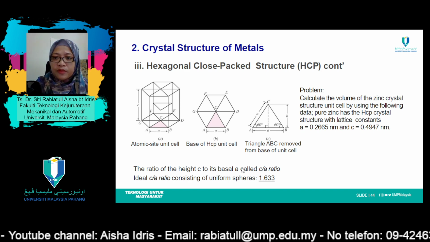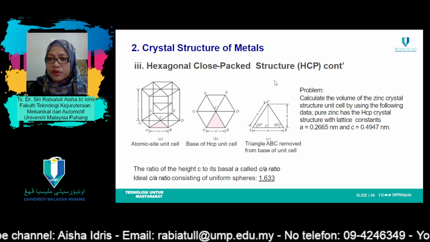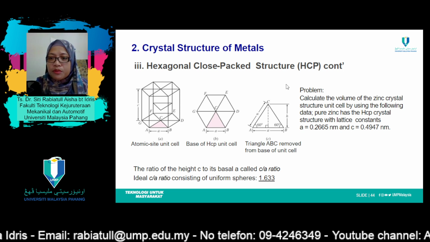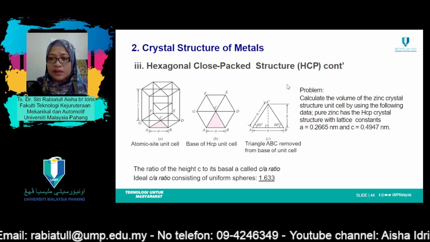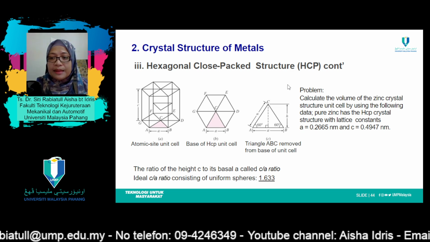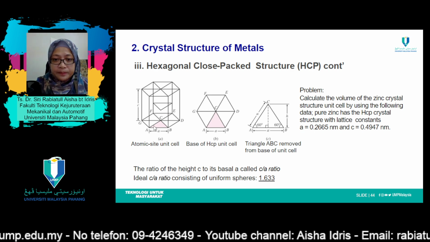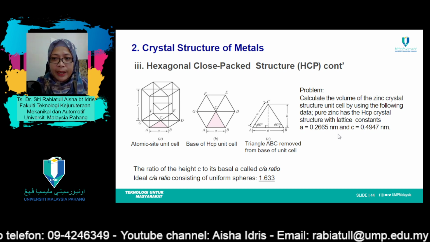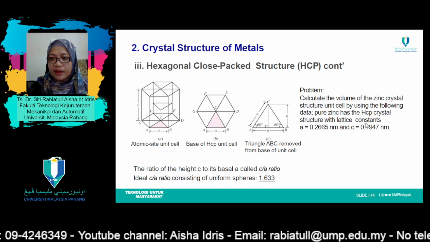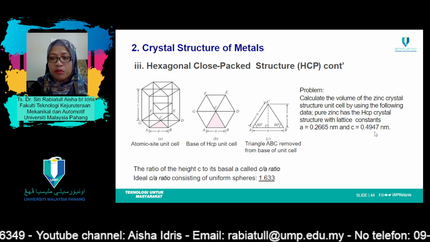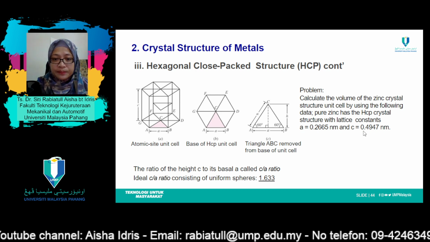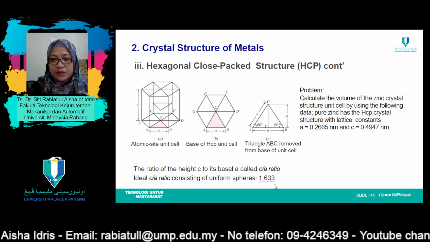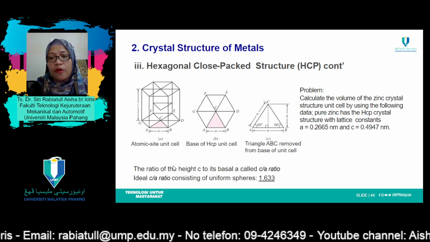Now, for example, the question given to you is to calculate the volume of the zinc crystal structure unit cell by using the following data. Pure zinc has the HCP crystal structure with lattice constant a equals 0.2665 nm, and the length c equals 0.4947 nanometer. The c over a ratio is given as 1.633. So how do we solve this problem?